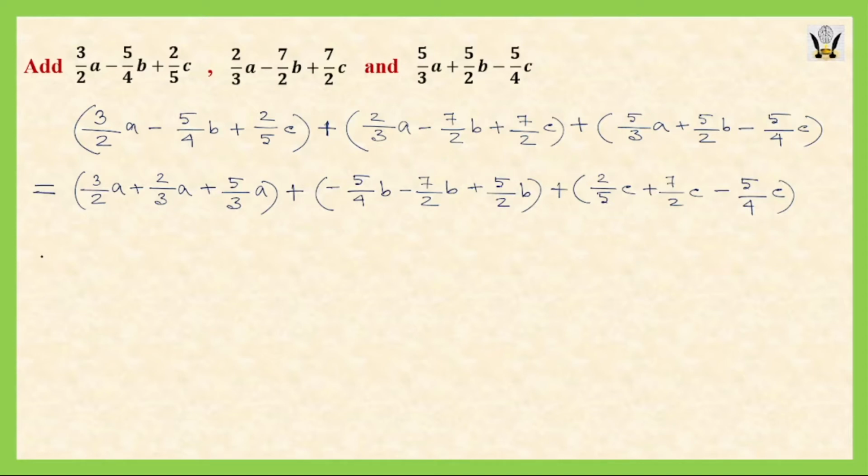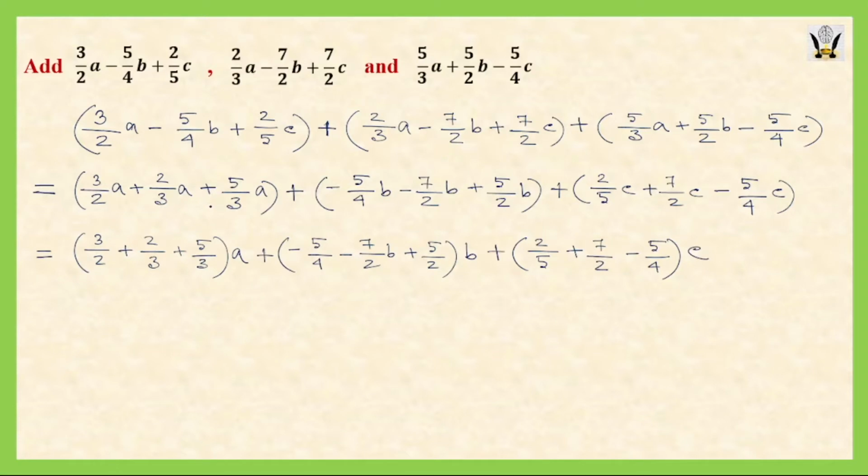So next we will simplify their coefficients. As in the first group, a is the common variable, so that we have taken here as a common factor, and then all the coefficients we have grouped together, and we have done the same thing for b as well as c.